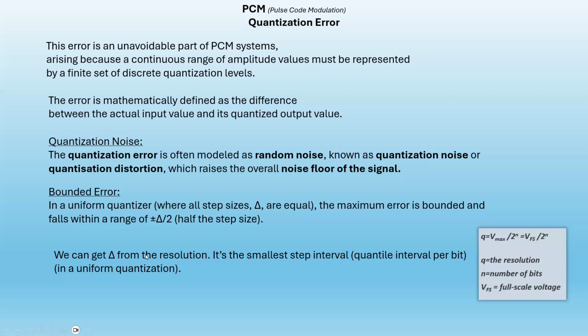Where do we get delta from? Well, it's the resolution. It's the smallest step interval, quantile interval per bit. And of course, in a uniform quantization, when it comes to dealing with the whole thing. And in non-uniform quantization, you just have to consider the region you're looking at. The region of the smallest changes or the region of the bigger changes.